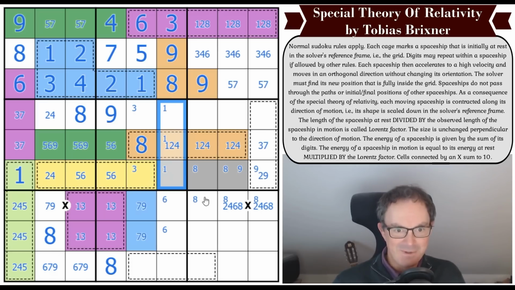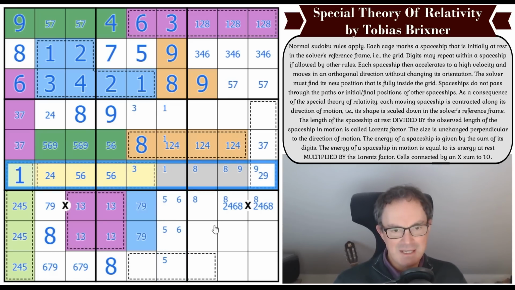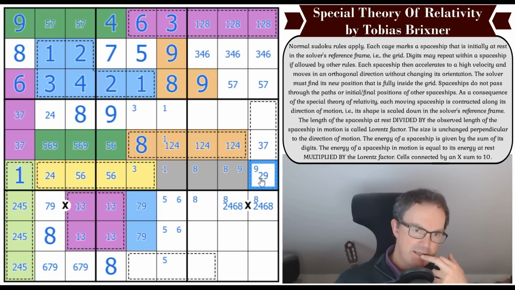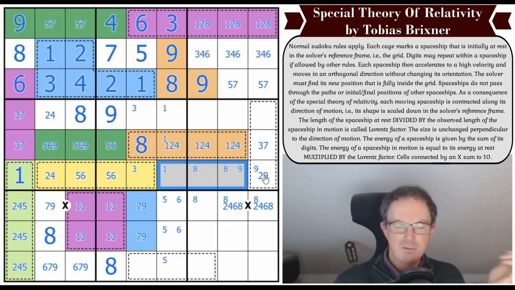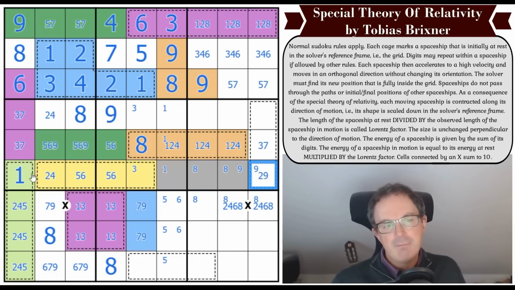I'm not sure what to do with that. 5 is in one of these 3 squares. And can we now do more magic down here? If this was 9, didn't I work out that had to be... Oh, which way round did it go? I can't remember now. Yeah, that doesn't work.